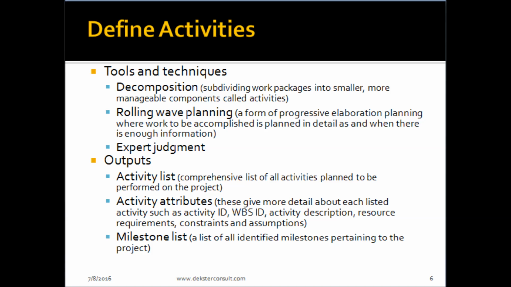We'll make use of rolling wave planning, which is a form of progressive elaboration planning, where work to be accomplished is planned in detail as and when there is enough information. We could make use of expert judgment. What we will come up with as our outputs will include an activity list. That's a comprehensive list of the activities planned to be performed on the project. Then we could develop activity attributes, giving more information about each activity. Then we could define our milestones.